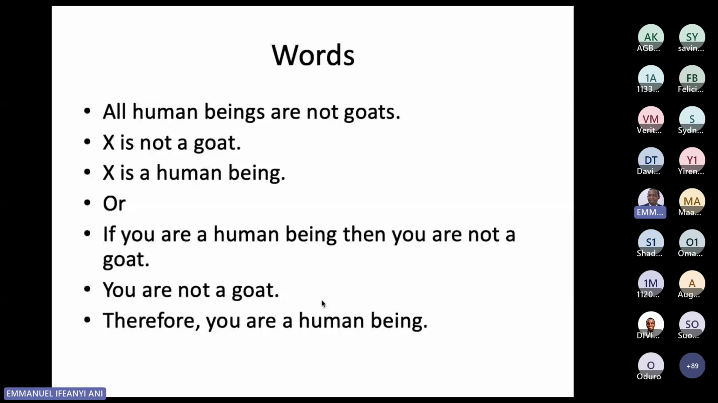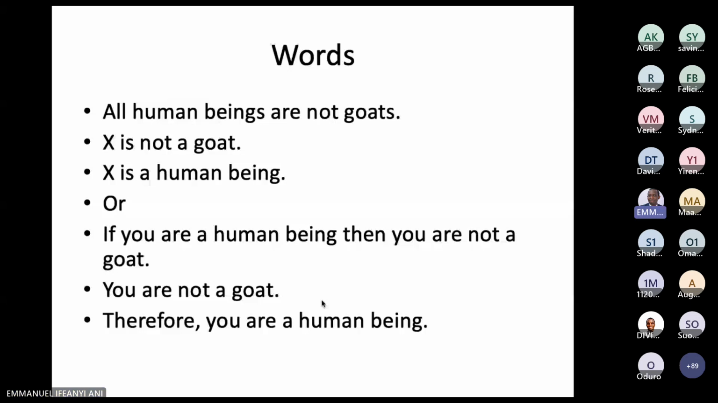Yeah, so all human beings are not goats. X is not a goat. X is a human being. So you can see that there are two negatives: a negative in premise 1 and a negative in premise 2. The two of them will give you a positive. So that means that this argument affirms the consequent, and it cannot be correct.